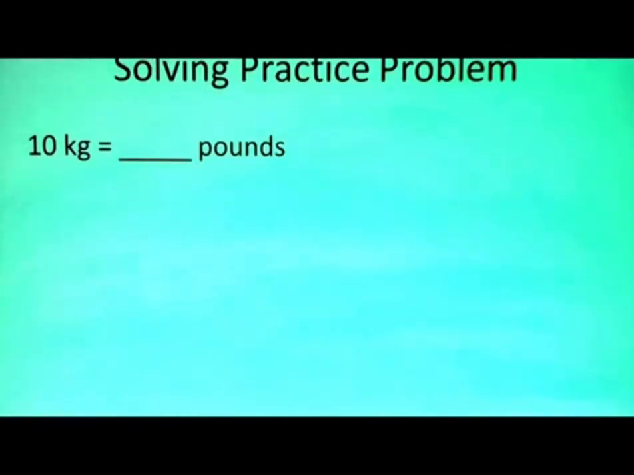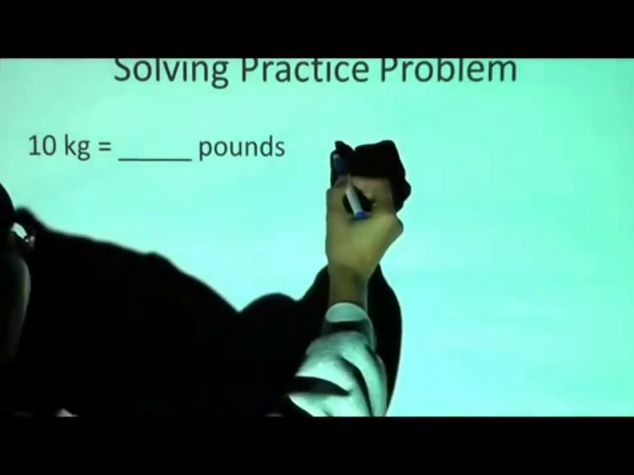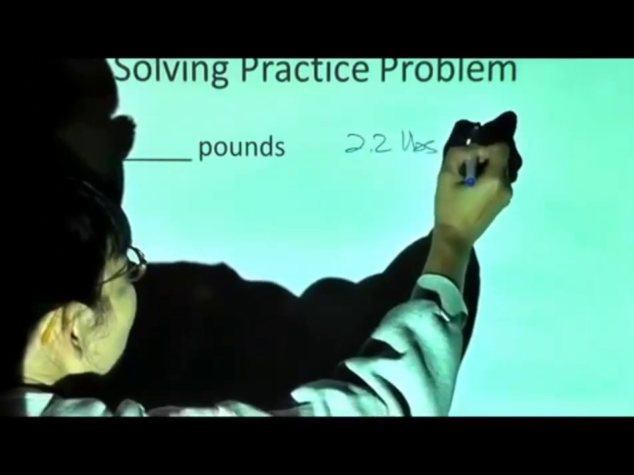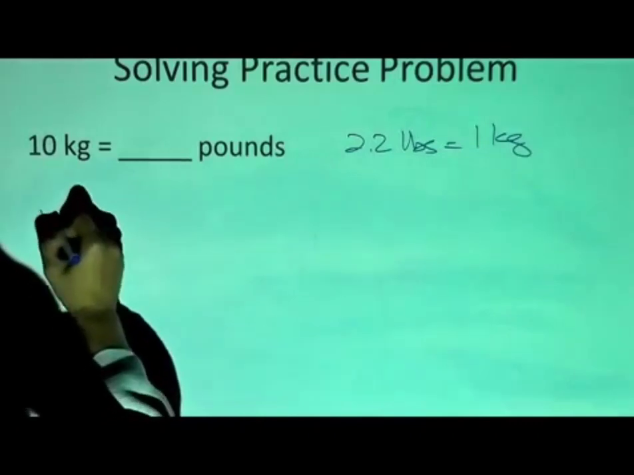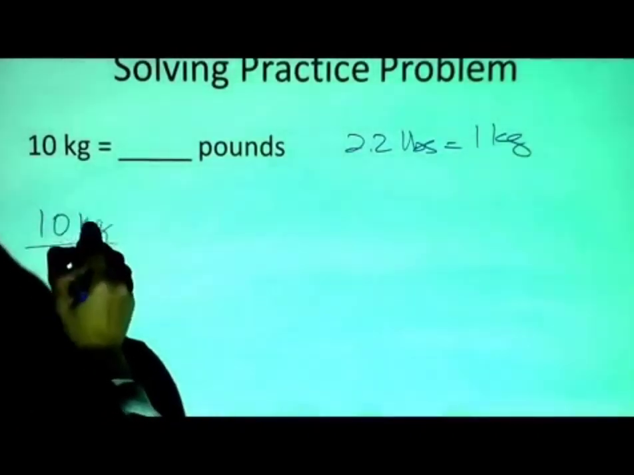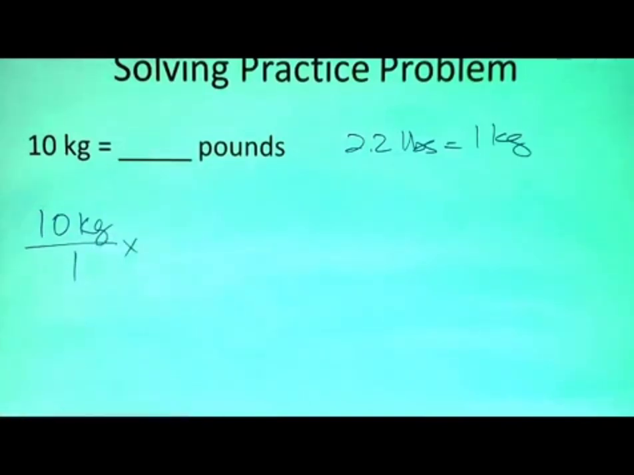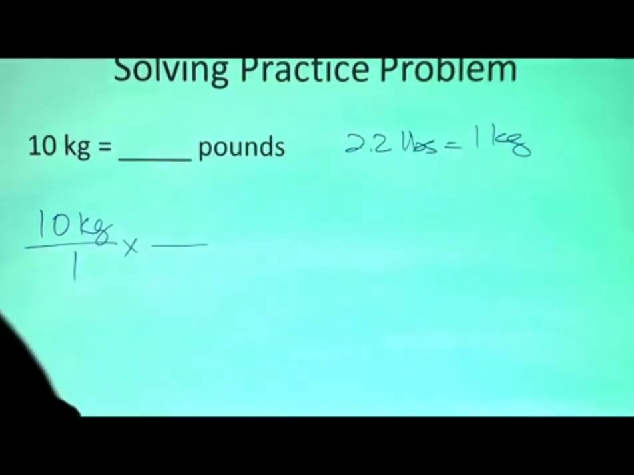Okay, so the first problem is 10 kilograms equal to how many pounds? To do this problem, we have to remember the relationship of 2.2 pounds is equal to 1 kg. Start with what you have, which is 10 kg. That's understood to be over 1. Multiply it by the ratio of 1. Okay, now the ratio of 1 has to be written as a ratio of something over something.